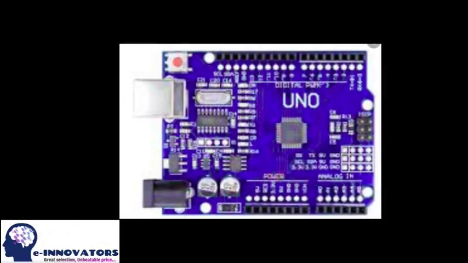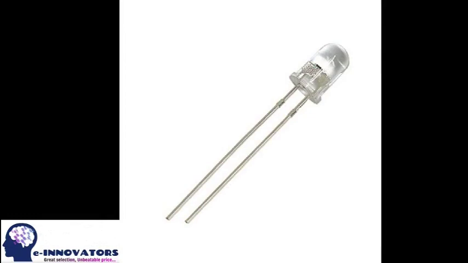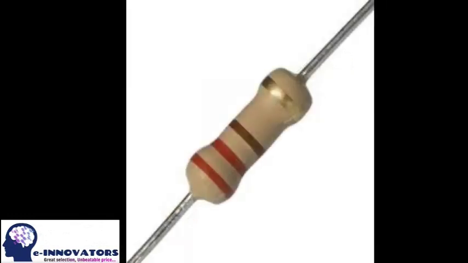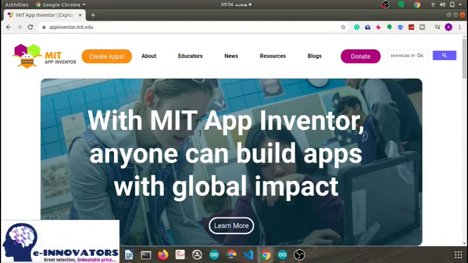In our first demo program, we'll be using Arduino UNO, Bluetooth module HC05, LED, resistor and a breadboard. Let's see how to make an account and create a new project.